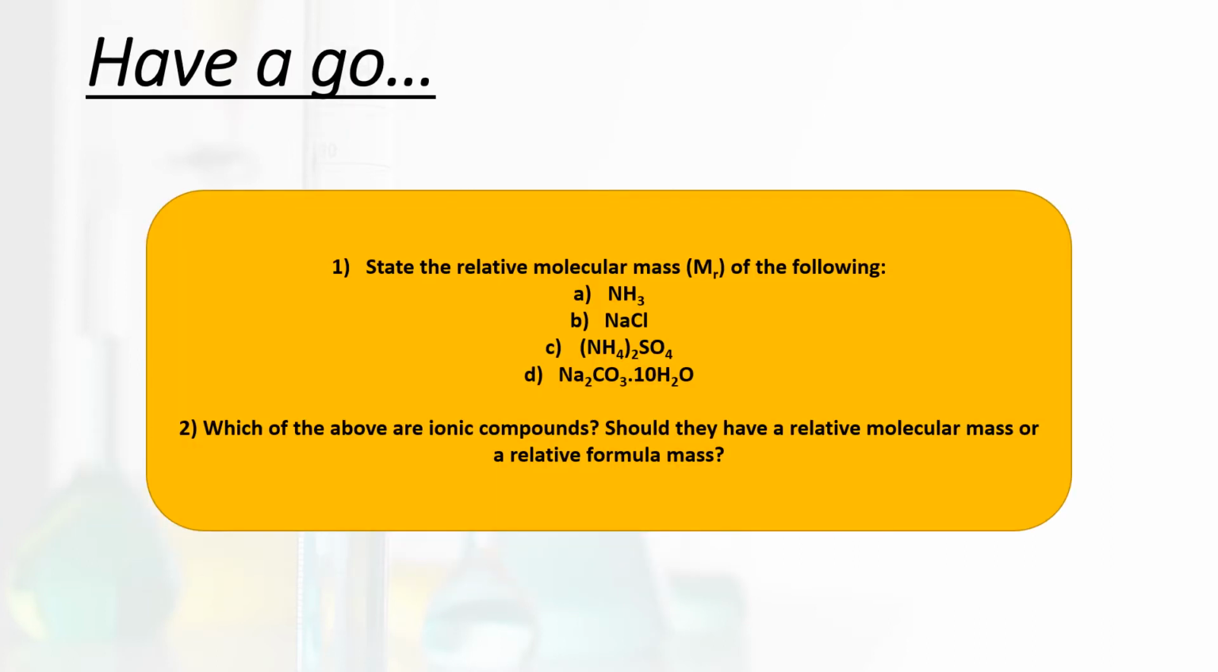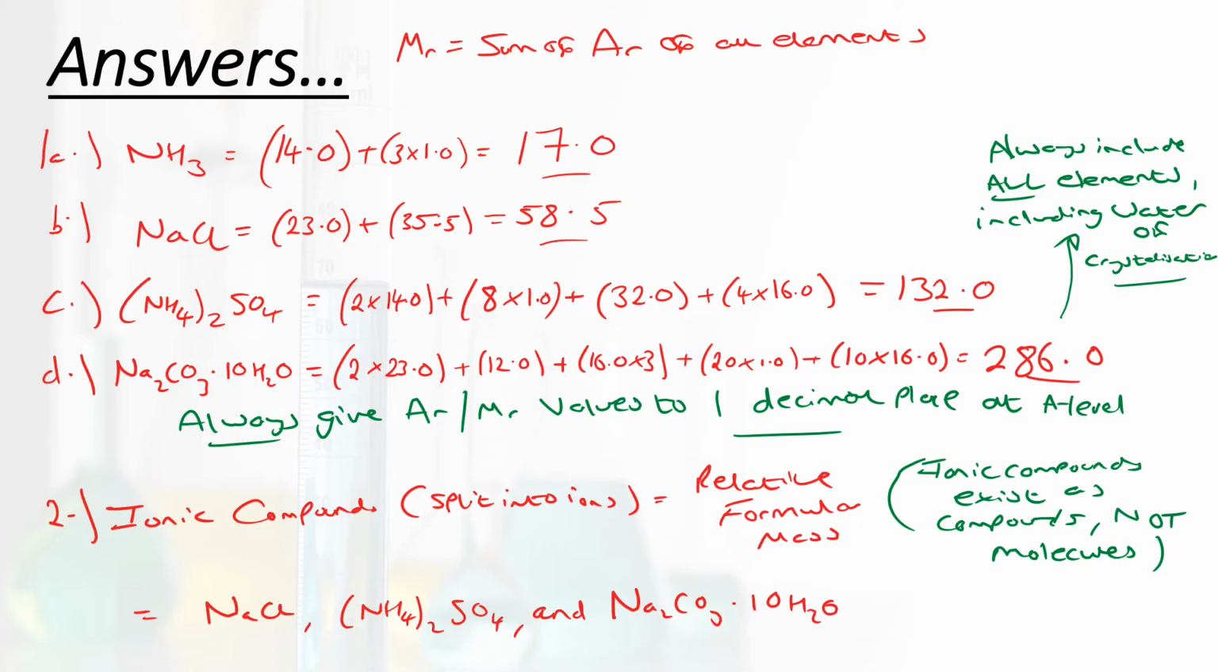So, time to have a go at some questions. If you'd like to have a go, pause the video and the answers will be on the next slide, but we have to calculate some relative molecular masses and then say which of those are ionic compounds. So to calculate the Mr, remember what we said, we're just going to sum the atomic masses of all the elements that are involved in our compound.